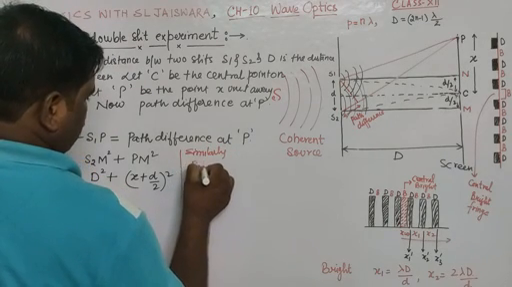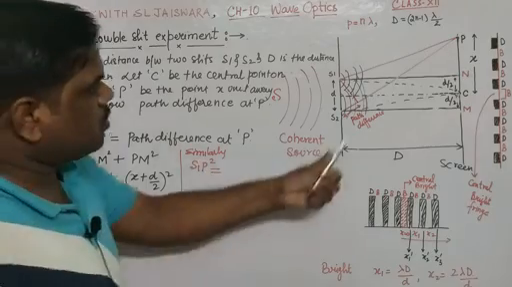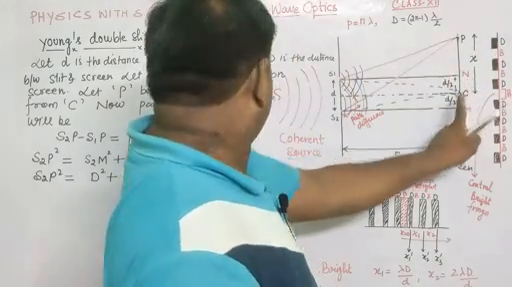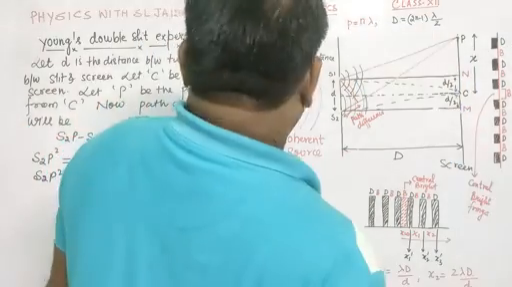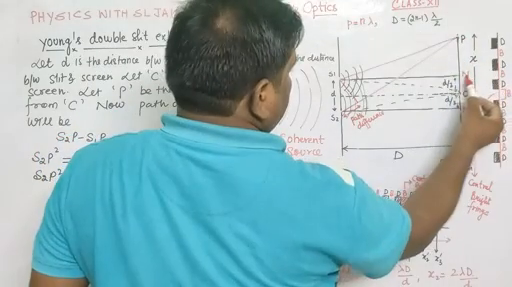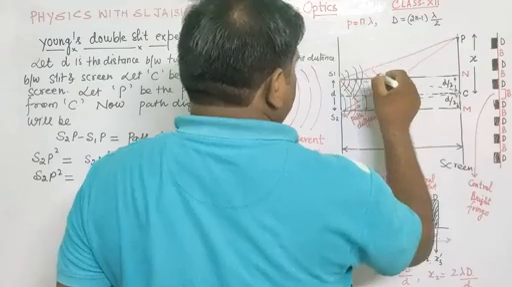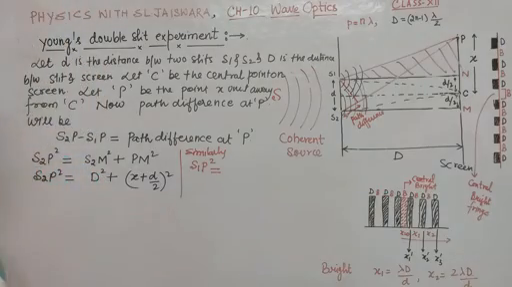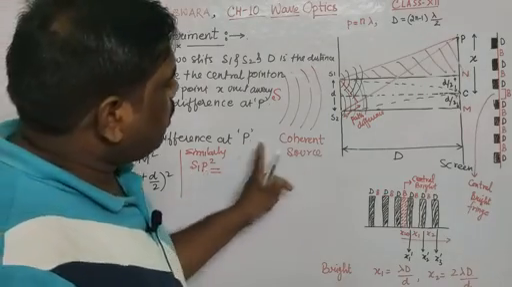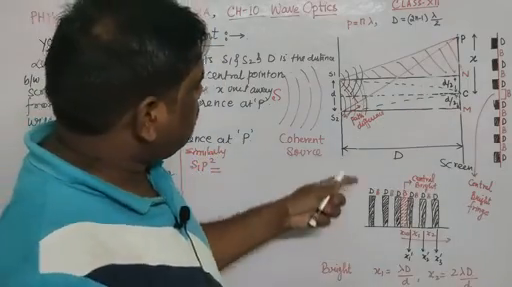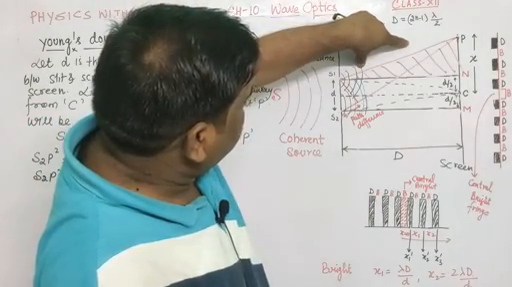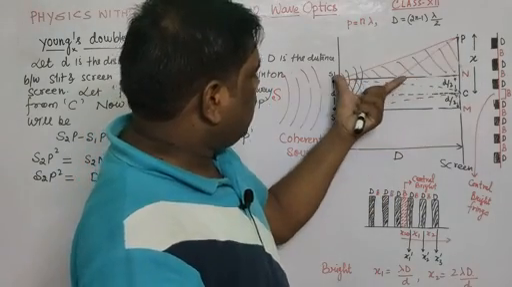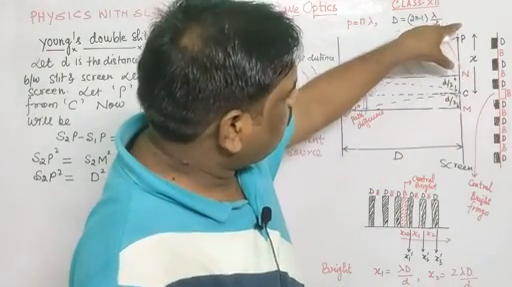Let us find out S1P square. For S1P square, just consider the smaller right triangle S1PN. This is the right triangle you have to consider. So S1P square, again by using Pythagoras theorem, the square on S1P is equal to the sum of the squares on base and perpendicular, means S1N square plus PN square.